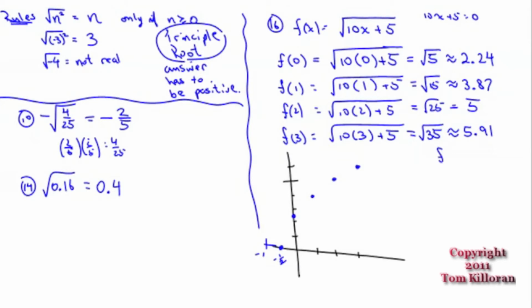So if I did f of negative 1/2, I would get the answer of 0. Because negative 1/2 times 10 is negative 5. Negative 5 plus 5 is 0. So you get negative 1/2, 0. So the graph of this thing starts here. It goes that way.